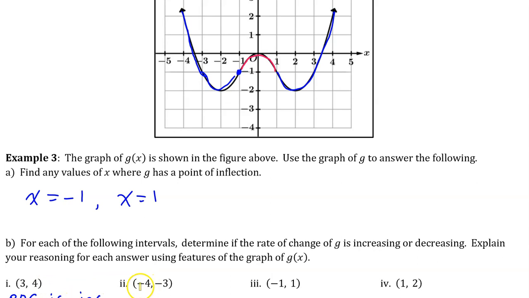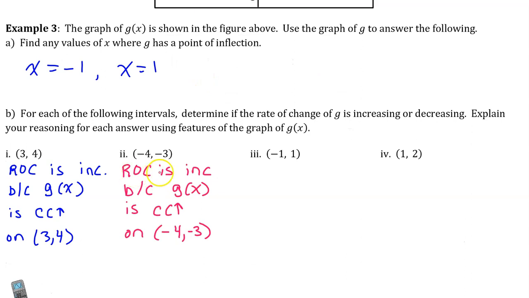The interval from -4 to -3. That is another portion of the graph that is concave up. The rate of change is increasing because g of x is concave up on the interval from -4 to -3. We should include this interval in the answer, so I've retroactively gone back and included the interval in the previous answer as well. Do that going forward.